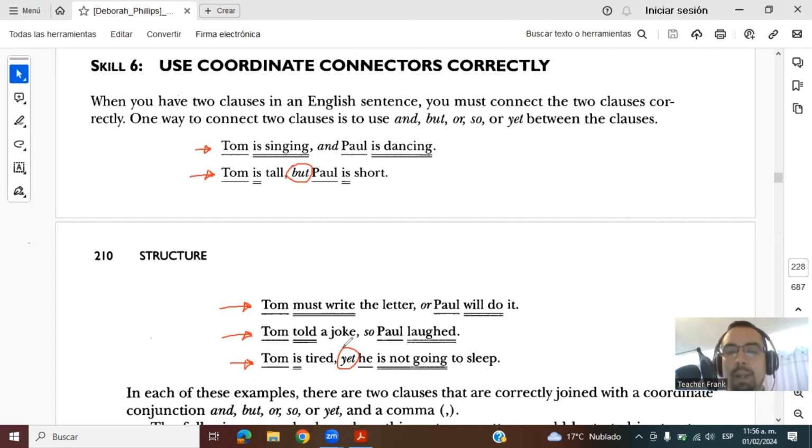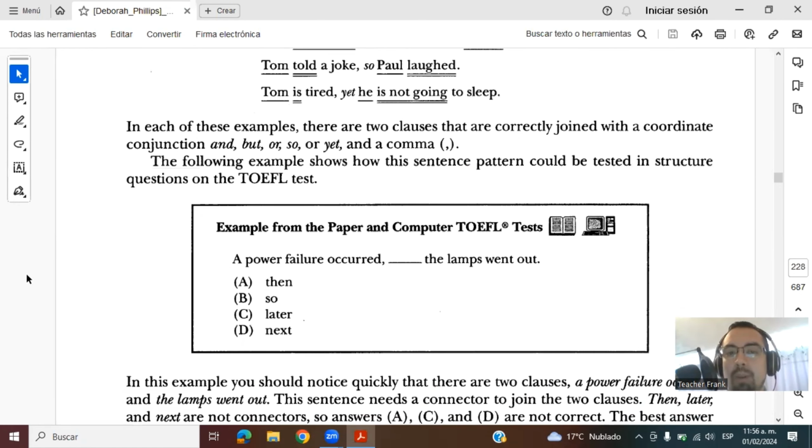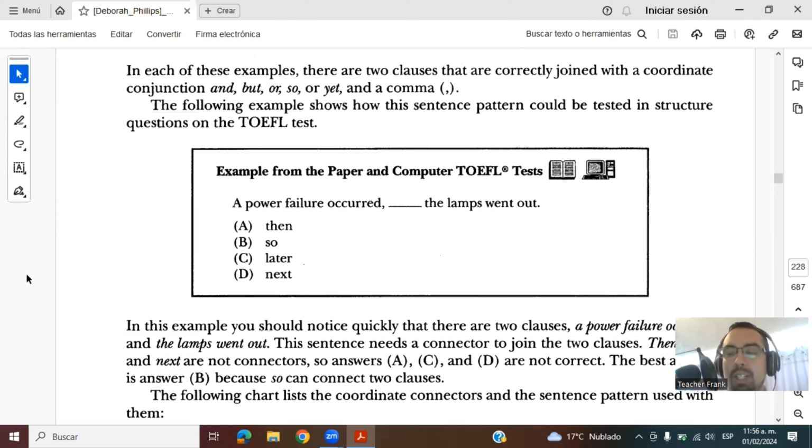That's the same idea. But the main thing is we have to see how they're separating verbs, right? Singing from dancing, is from is, must write from will do it, told from laughed, is from is not going to sleep. So this is very important because sometimes we make the mistake of a run-on sentence, right? Where we don't separate them with connectors. We just separate them with a comma. And we do use a comma, but we need to also use the connector, right?